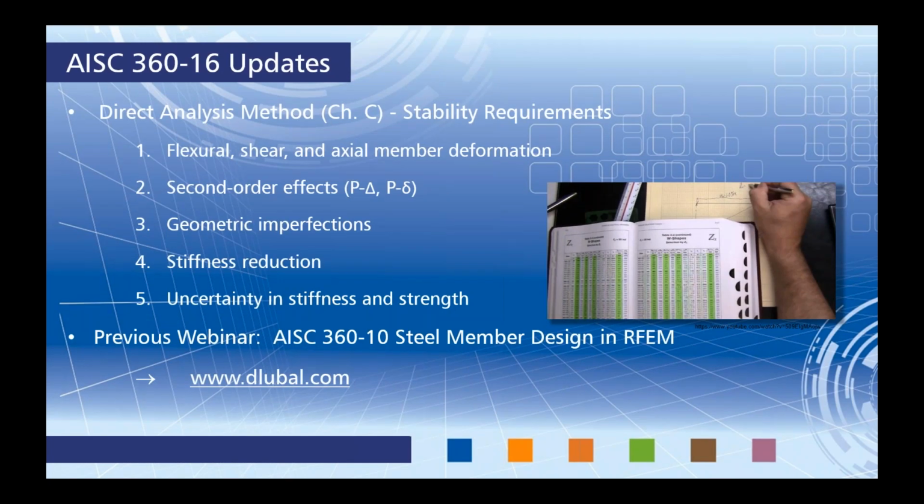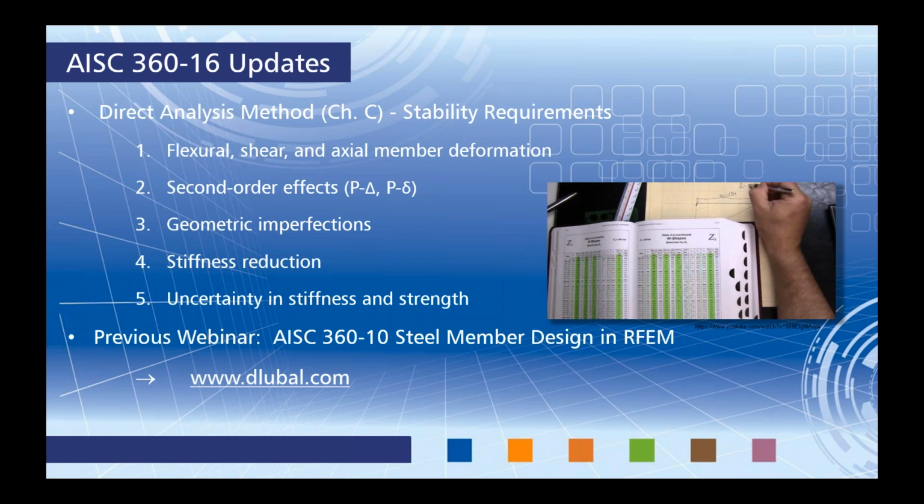So in the 2016 edition, the direct analysis method is talked about in Chapter C. And within Chapter C, we have several stability requirements. These would include member deformations, second order effects must be accounted for, such as P delta, P little delta, geometric imperfections, stiffness reduction, and uncertainty in stiffness and strength. For the sake of time today, we just don't have enough time to go through each one of these. But what I will say is that most of these didn't change. We'll go over what did change.